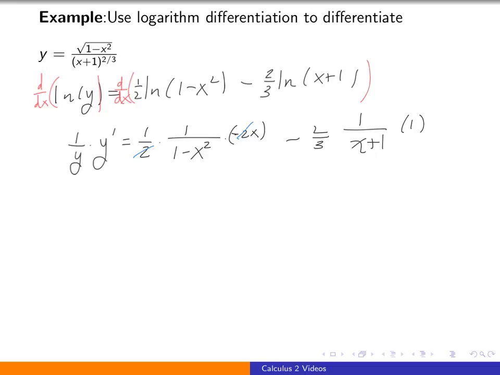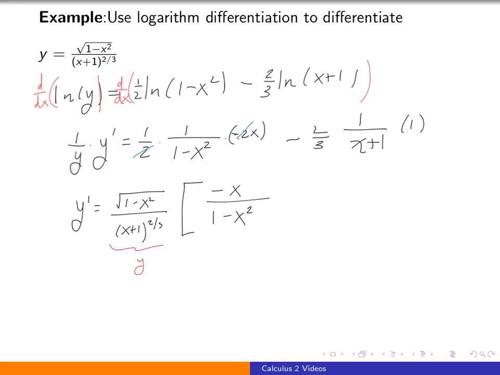So y prime is now equal to y, and we're just going to cut and paste that y from above, square root of 1 minus x squared, all divided by x plus 1 to the 2/3 power. So that's just multiplying both sides by y. And then we're just going to cut and paste what we have on the right-hand side above. So that would be minus x over 1 minus x squared minus 2/3 times 1 over x plus 1. And this entire quantity that we have represents dy dx, or let's say y prime.